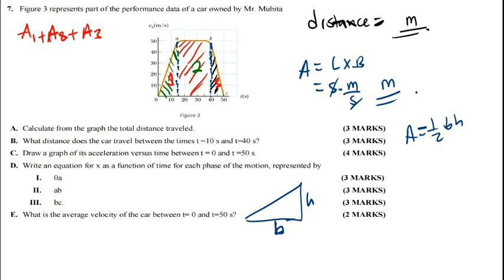Now, how do we find the area? Area 1 is basically the triangle. So triangle is always half BH. Okay? So plus, what is area 2? Area 2 is basically L times B. Then area 3 is also a triangle, half BH. So if I start plugging in the values here, we can clearly see that I'll have half.